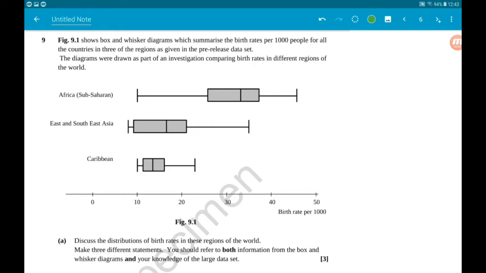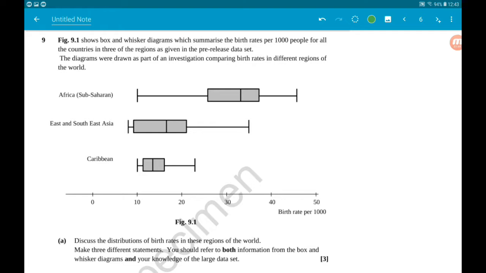Okay, so we've got Africa, Sub-Saharan, East and Southeast Asia, and the Caribbean. Part A asks us to discuss the distributions of birth rates in these regions of the world. Make three different statements, and we should refer to both information from the box and whisker diagrams and your knowledge of the large data set.